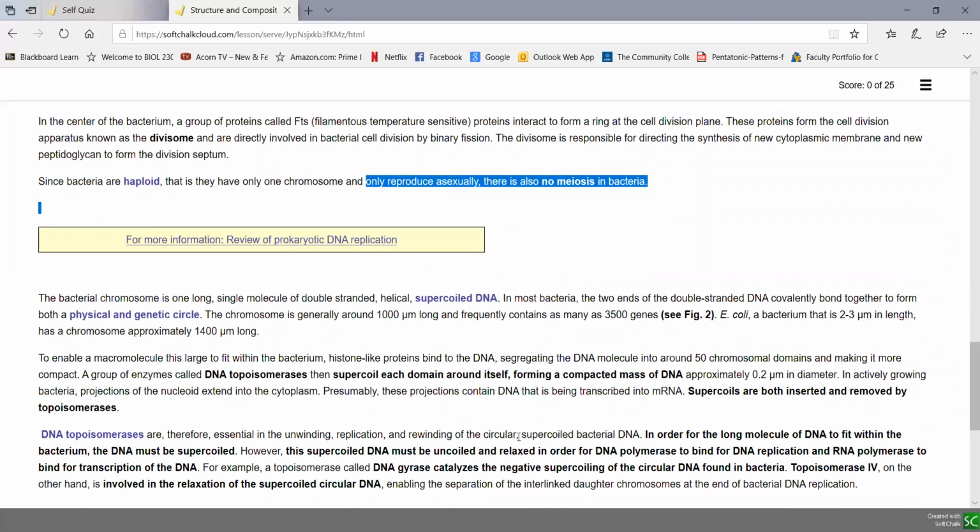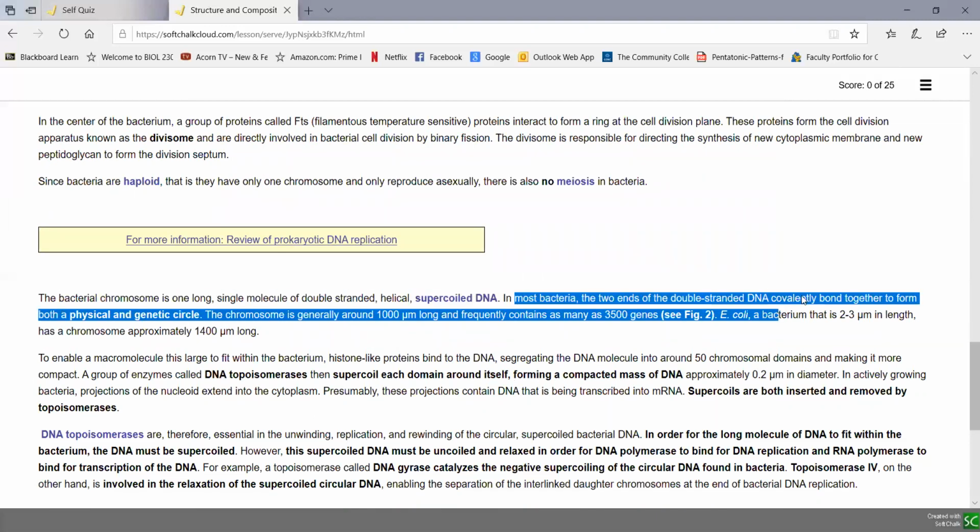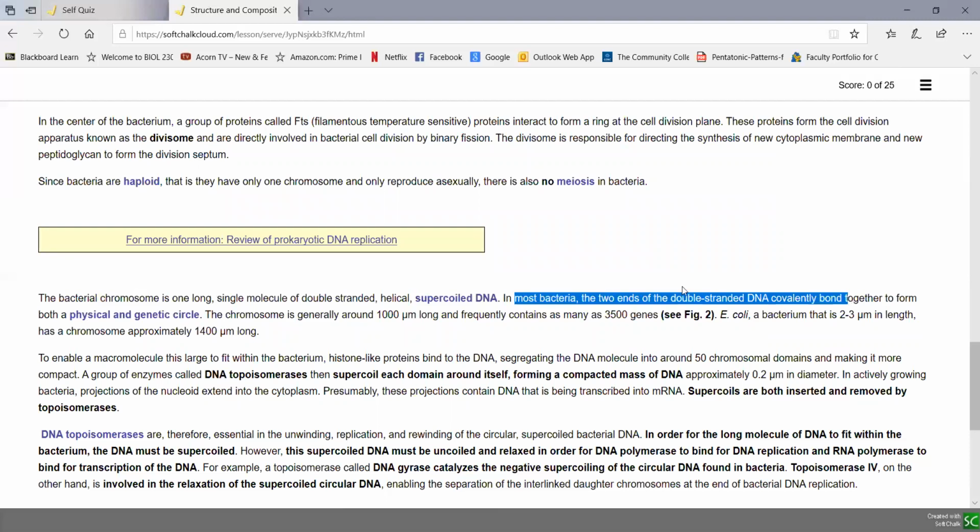So the bacterial chromosome is one very long single molecule of double-stranded helical supercoiled DNA. And in most bacteria, the two ends of the double-stranded DNA covalently bond together, and they form both a physical and a genetic circle. So that's why we said back under prokaryotic cells that most bacteria have circular DNA, where the two ends of the DNA molecule bond together.